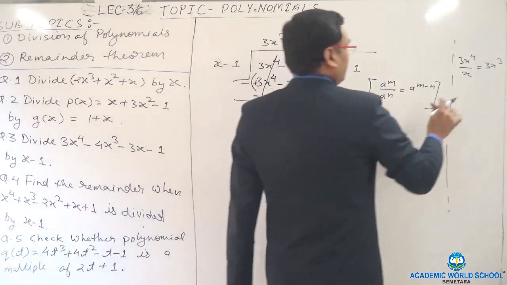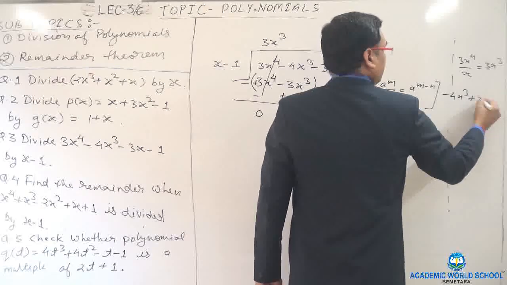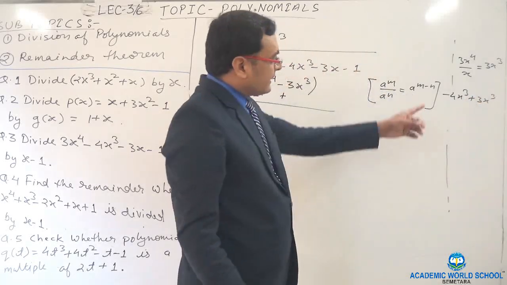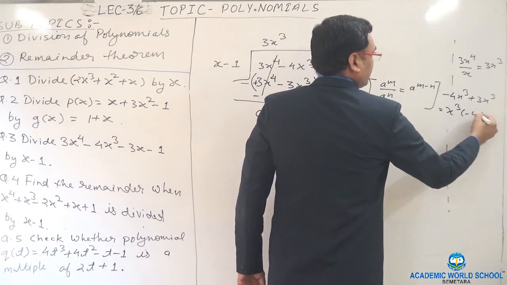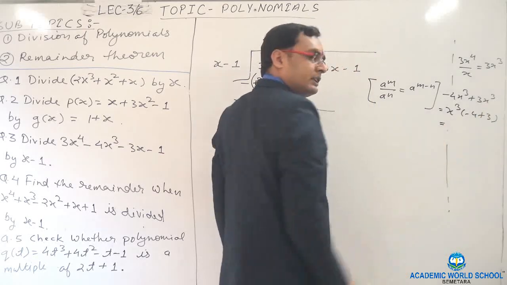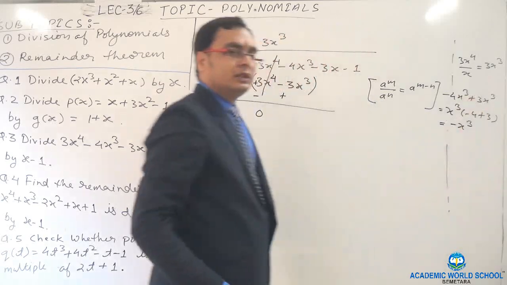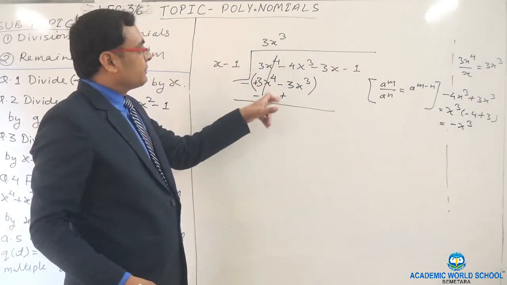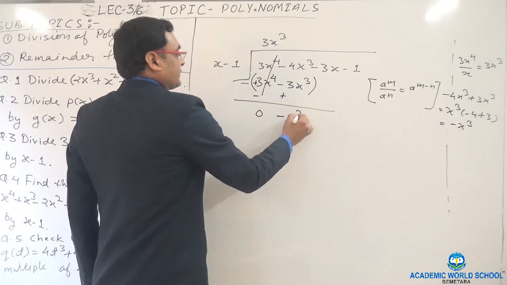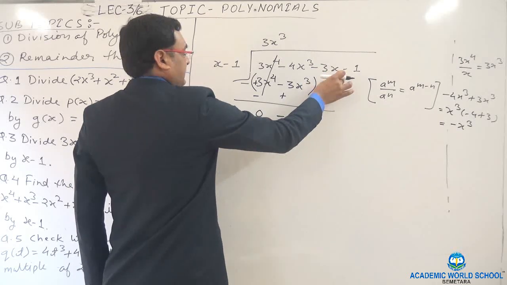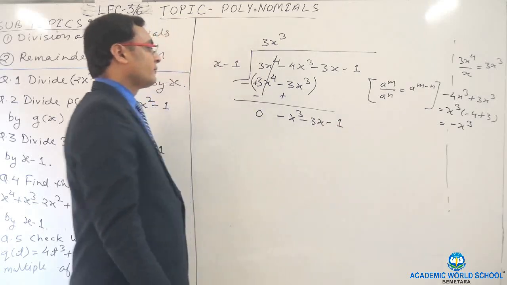You know how to solve it? Minus 4x cubed plus 3x cubed, take x cubed common. So we will be left with minus 4 plus 3, and minus 4 plus 3 is minus 1. So minus 1 into x cubed is minus x cubed. You can solve directly also: minus 4 plus 3 is minus 1, so next will be minus x cubed. Now write these terms here, minus 3x and minus 1.